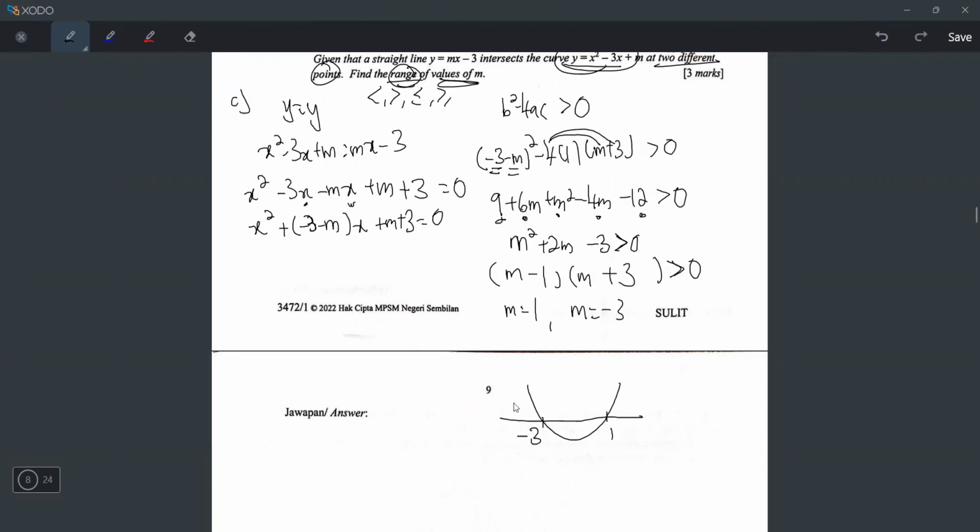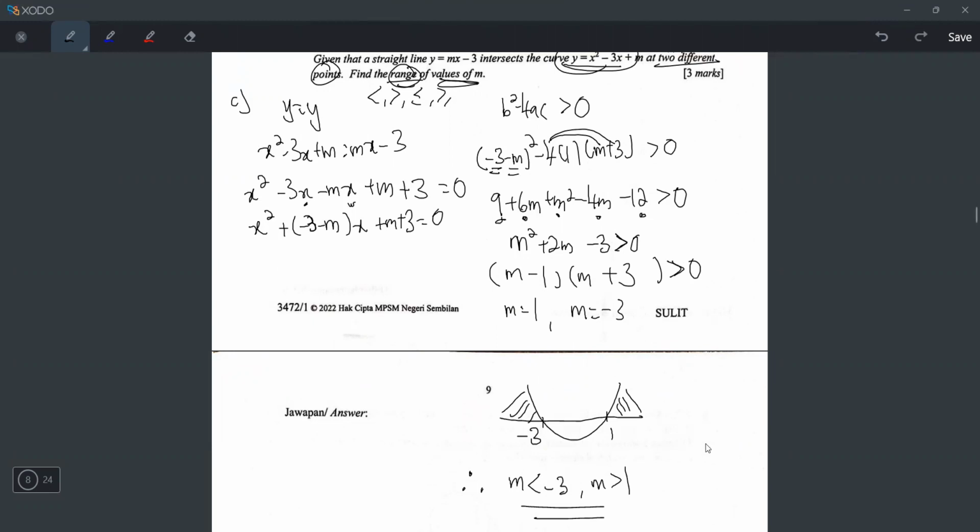And you need to locate. And where you want to locate is, you look. If it's bracket bigger than 0, you will locate at the ears here. But if it's bracket smaller than 0, then you will locate either here. But for this case, you will locate just like this. If you locate the ears, the way you write is like this: m smaller than negative 3 or m bigger than 1. So this is your answer.